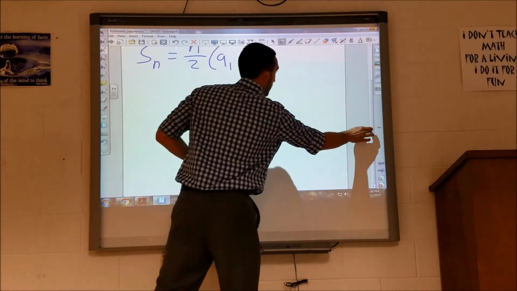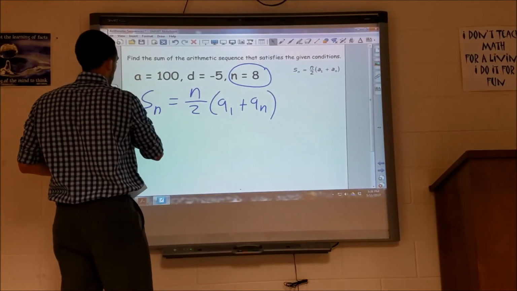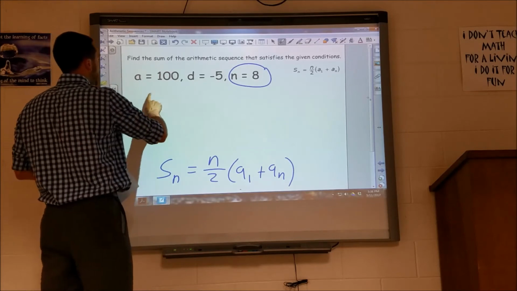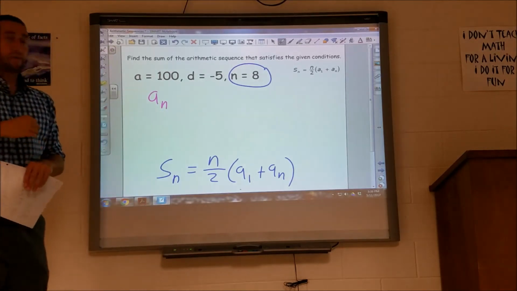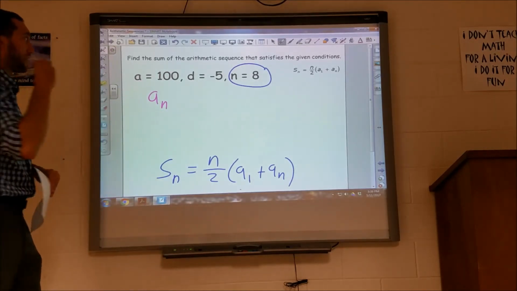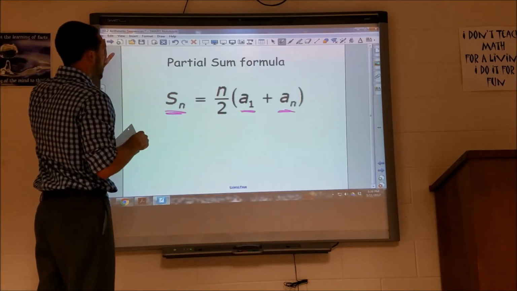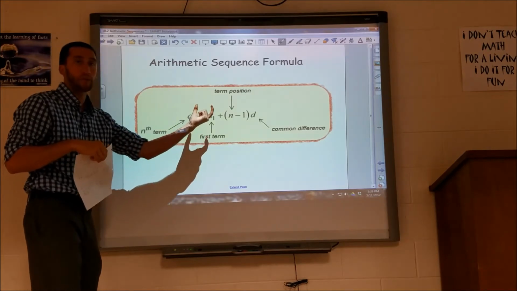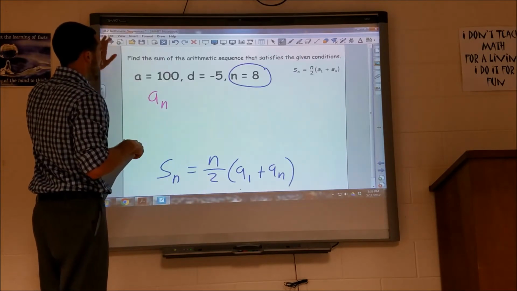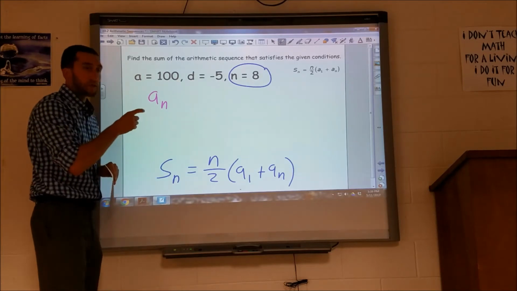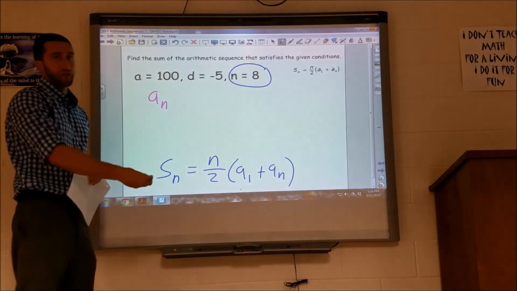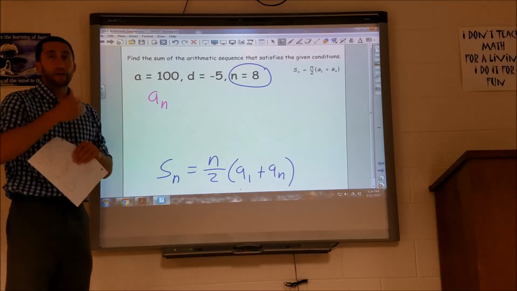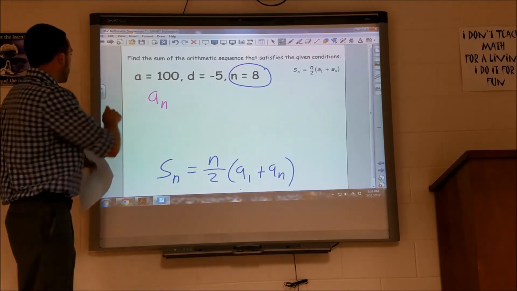Let me actually take this, and I'll plug in after I find my eighth term. So I need to find a sub n first. And remember, we think back, a sub n was just our arithmetic sequence formula. So I'm just doing that formula first, then plugging that into my partial sum. Still, a little bit of work, but still way easier than finding all those separate terms, as I'm sure you agree.